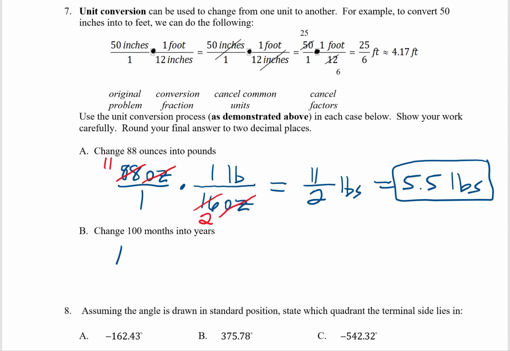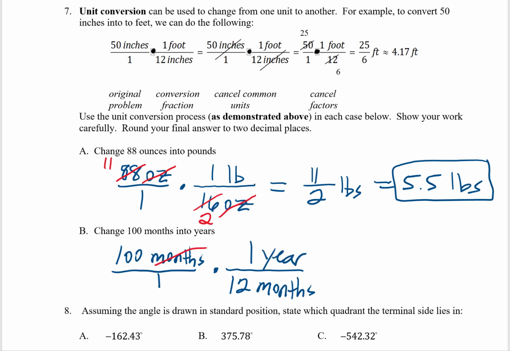The second one, I'm starting with 100 months. I'll put it over 1. There are 12 months in a year. I want the months to cancel, so I'll put 12 months on the bottom. And then there go the months.